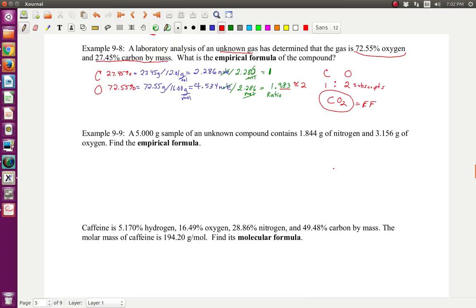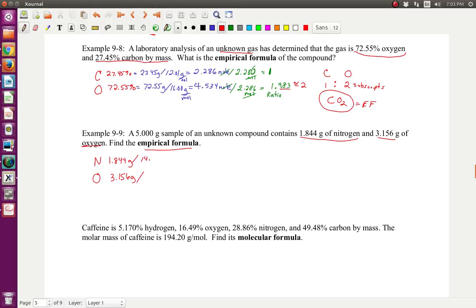All right, now let's try the next one. Here I've already been given the nitrogen and oxygen mass. So we're going to calculate the empirical formula this time, starting with the mass. Nitrogen is 1.844 grams. And oxygen is 3.156 grams. In both cases, I still need to turn it into moles. Once I have the mass, I divide by the molar mass to get the number of moles. So I'm going to divide both of these by their molar mass from the periodic table.